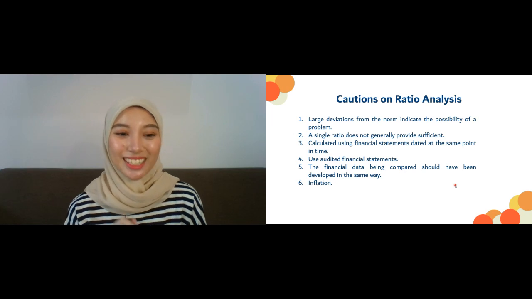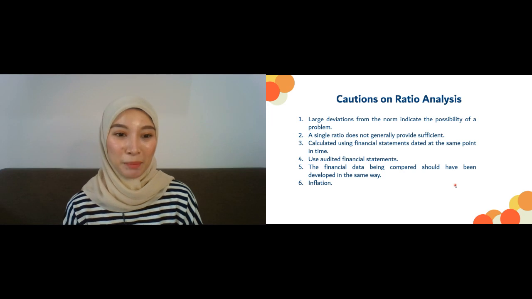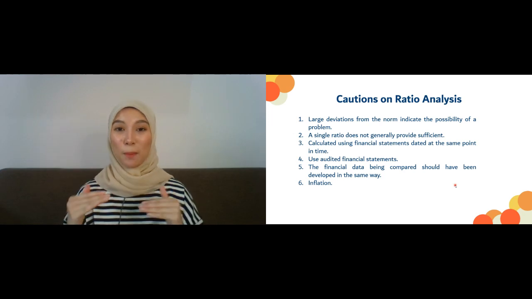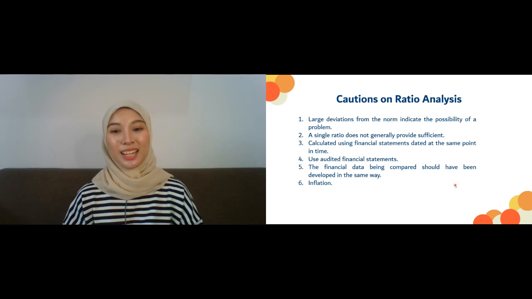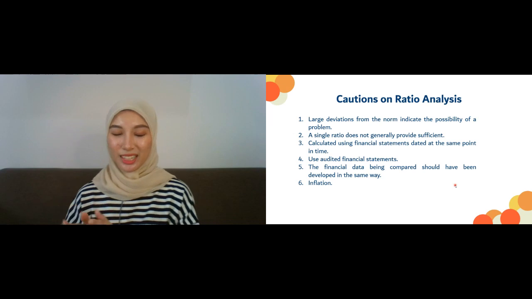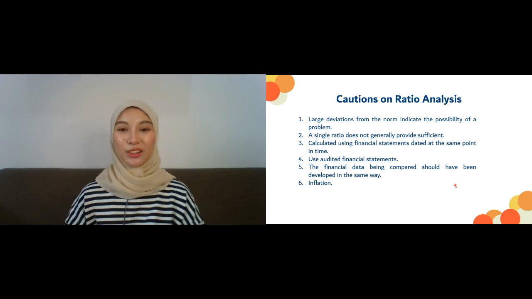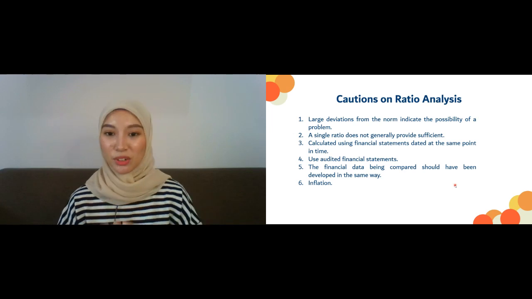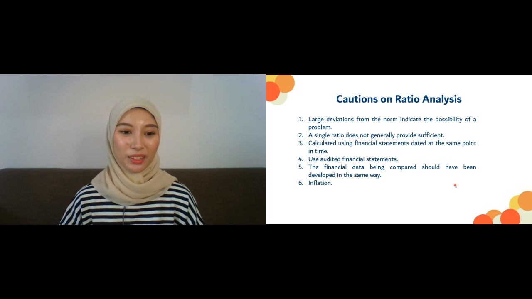The third one is to calculate using financial statements dated at the same point in time. It means that if you want to compare ratios, you have to use financial statements from the same point in time. If you are using Dora Tour and Travel in December 2019, then you have to get the competitor also from the same point in time, which is December 2019.